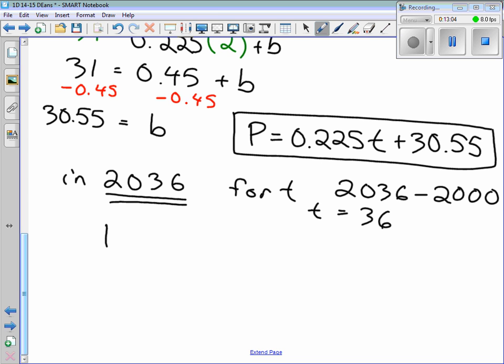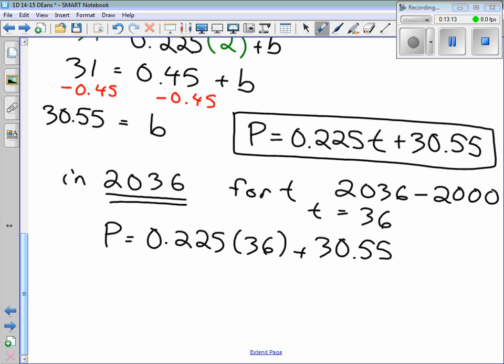So let's sub this in. p equals 0.225 times 36 plus 30.55. And then we can just punch this stuff into the calculator. I have to actually punch this in because 0.225 times 36, and then I add on my 30.55, and what I get is 38.65.